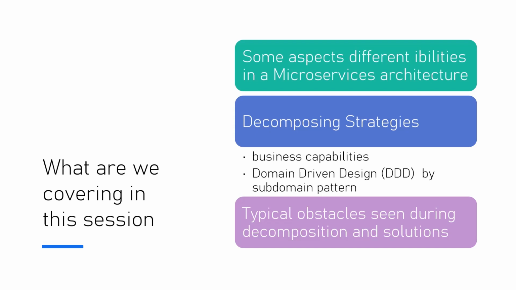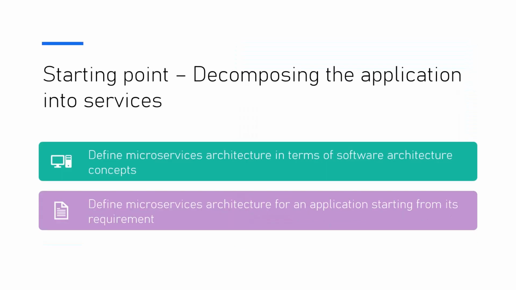One of them is basically divide or decompose by business capability. Second is domain-driven design by subdomain method. Now, while you're decomposing these strategies, there are typical obstacles seen during the decomposition, like maybe network latency, maybe data sharing, and what are the typical solutions which help you get around that problem is something which we're going to be covering in this session.